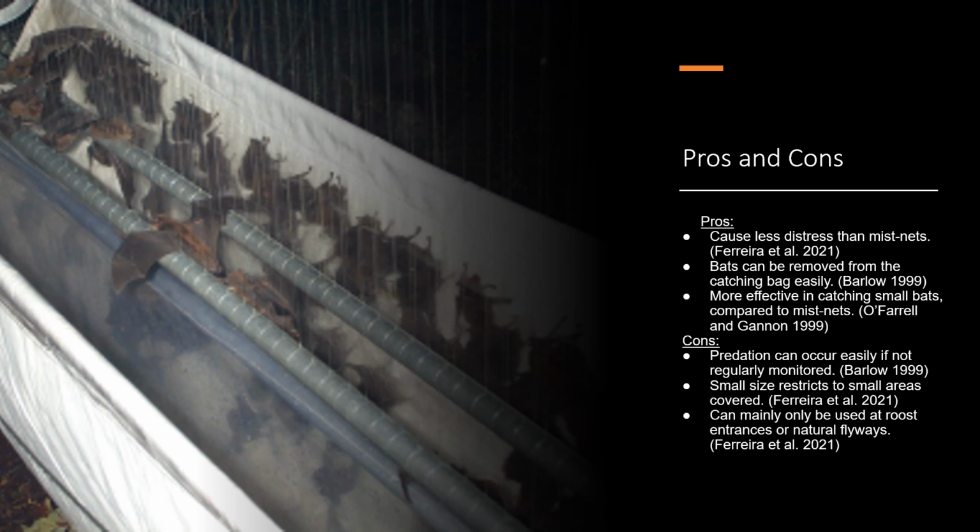Cons include that predation can occur easily if the traps are not regularly monitored. They are also small in size and are restricted to small areas. They can also only mainly be used at roost entrances or natural flyways.